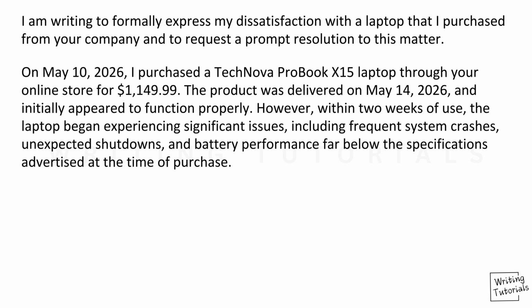However, within 2 weeks of use, the laptop began experiencing significant issues, including frequent system crashes, unexpected shutdowns, and battery performance far below the specifications advertised at the time of purchase." This paragraph works well because it includes specific dates, the product name, the purchase price, and a detailed description of the defects. Whenever you write a consumer complaint, be as specific as possible. Specific details make it easier for the company to understand and address the issue.